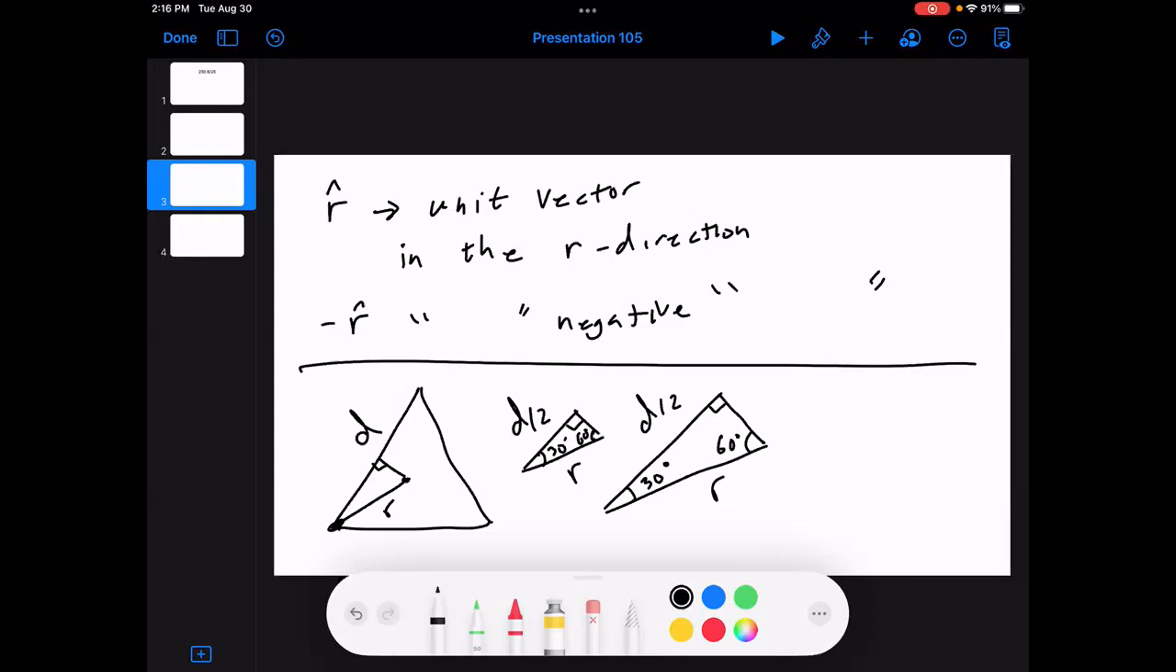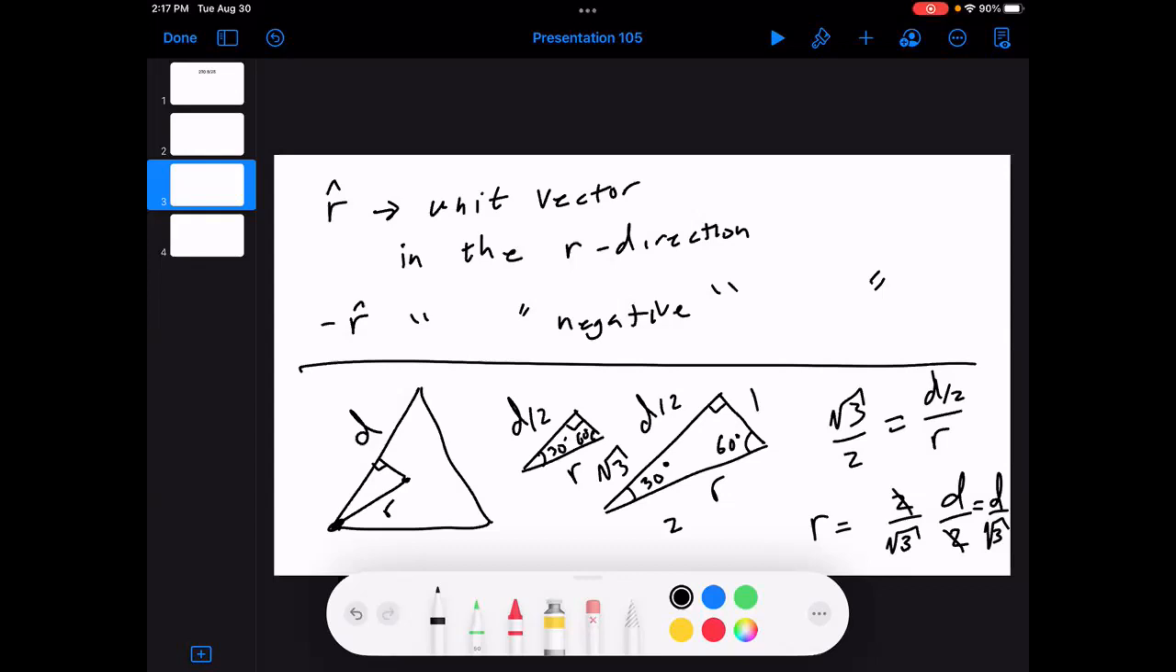Okay. So 1, 2, and the square root of 3. So the square root of 3 over 2 is the same as d over 2 over r. So r equals... sorry, not like that. 2 over the square root of 3 times d over 2. d over root 3.